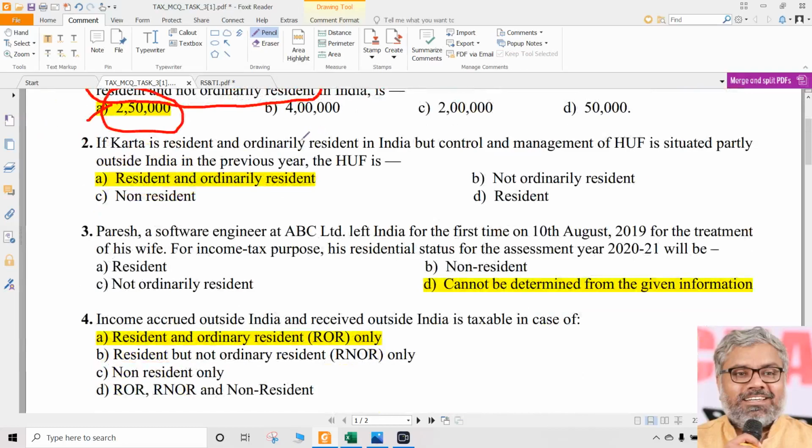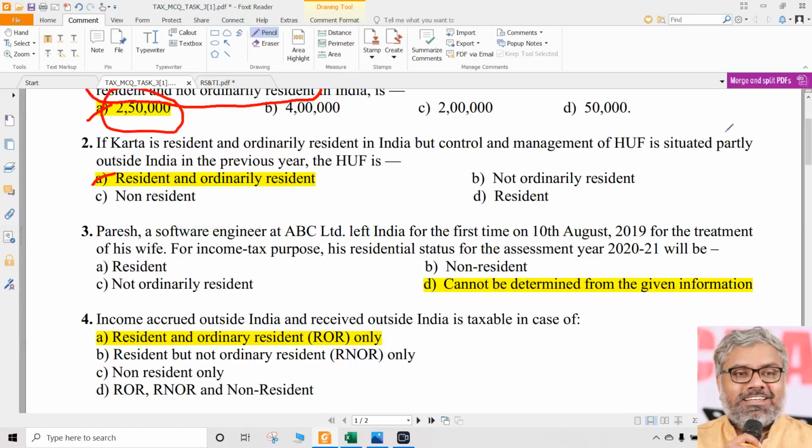Then question number 2, a straight question. If Karta is a resident and ordinarily resident in India, but control and management of HUF is situated partly outside India. This is where you have to be careful in understanding. When it says partly outside India, it means partly in India also, right? When it is partly in India, the HUF is resident, right? When HUF is resident but Karta is ROR, Karta will be ROR only if he is satisfying both the additional conditions, right? So HUF is a resident and Karta is satisfying both the additional conditions, which means HUF will be resident and ordinarily resident. So that is why the correct answer here will be ROR.